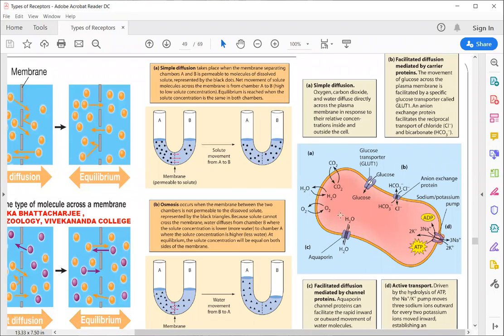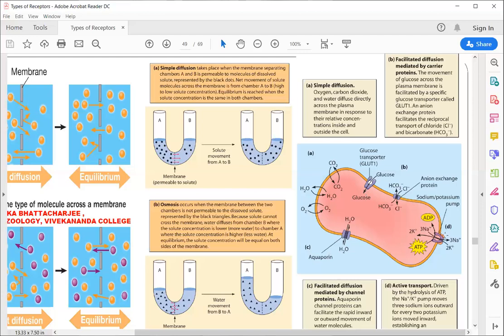So this is a channel protein and this is a receptor, a membrane receptor, where glucose transport also falls under facilitated diffusion. In this category, via the glucose transporter GLUT1, glucose is being transported from the exterior to the interior of the cell. So both these categories fall under facilitated diffusion.